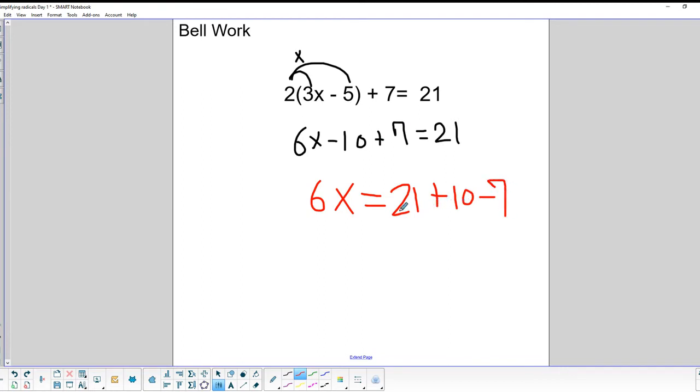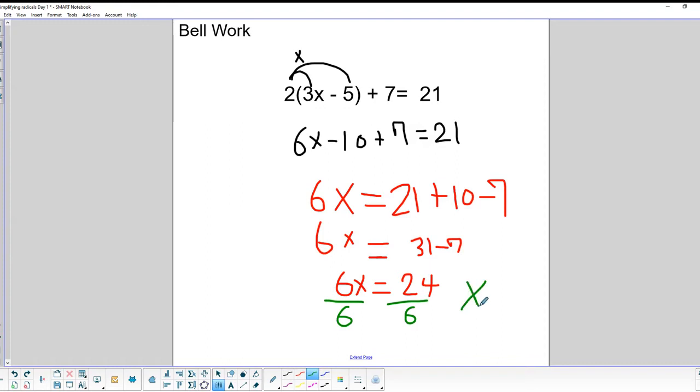When you do 21 plus 10, that ends up being 31. So we end up with 31 minus 7, and 31 minus 7 equals 24. So we end up with 6x equals 24, and I think you can tell right away, if I divide both sides by 6, I get a final answer of x equals 4.